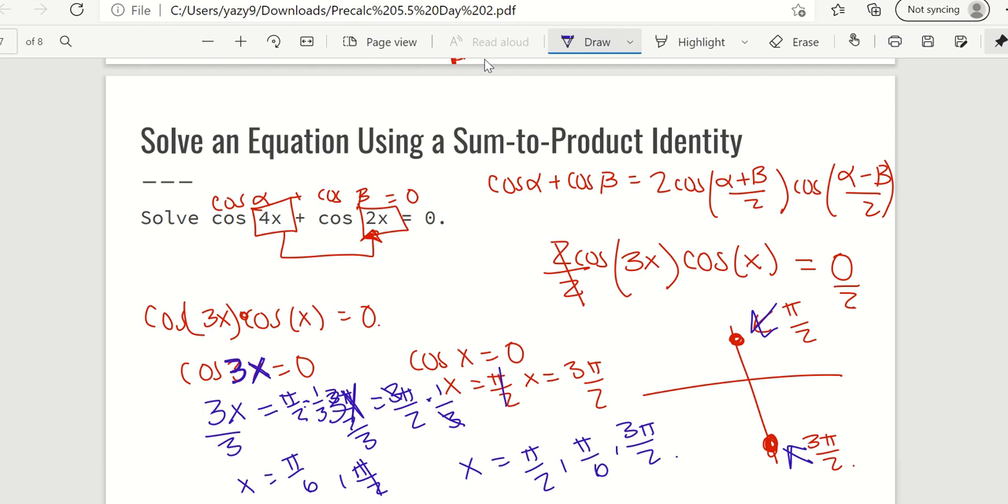All right, and you always want to support your answers graphically, because while algebraically we got 3 answers, when you do it graphically, you're going to get 3 more answers on an interval from 0 to 2 pi. So you always want to check the answers graphically. So when you check it graphically, you get this answer, you get this answer, you get this answer, but then you also get that it exists at 5 pi over 6, 7 pi over 6, and 11 pi over 6.